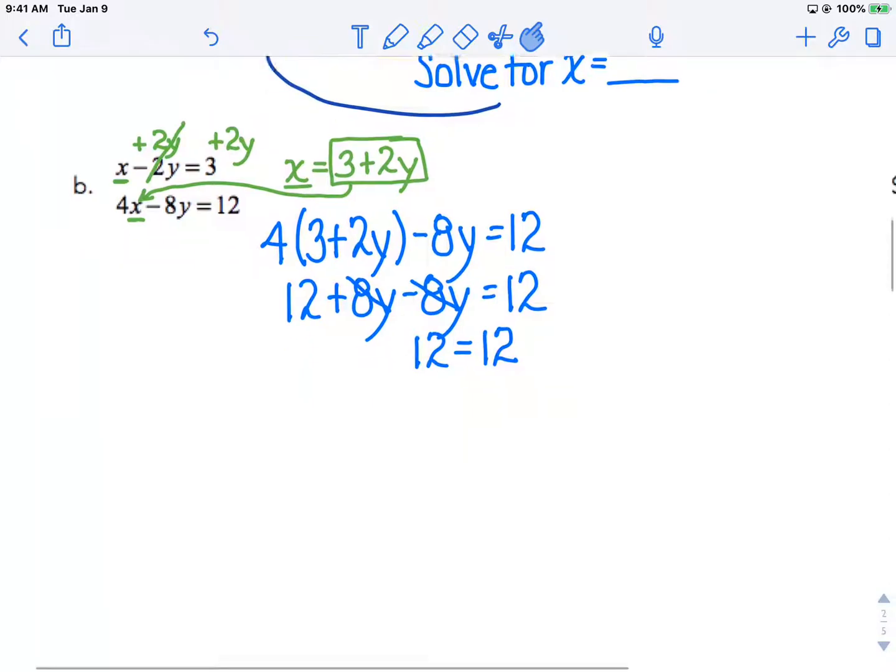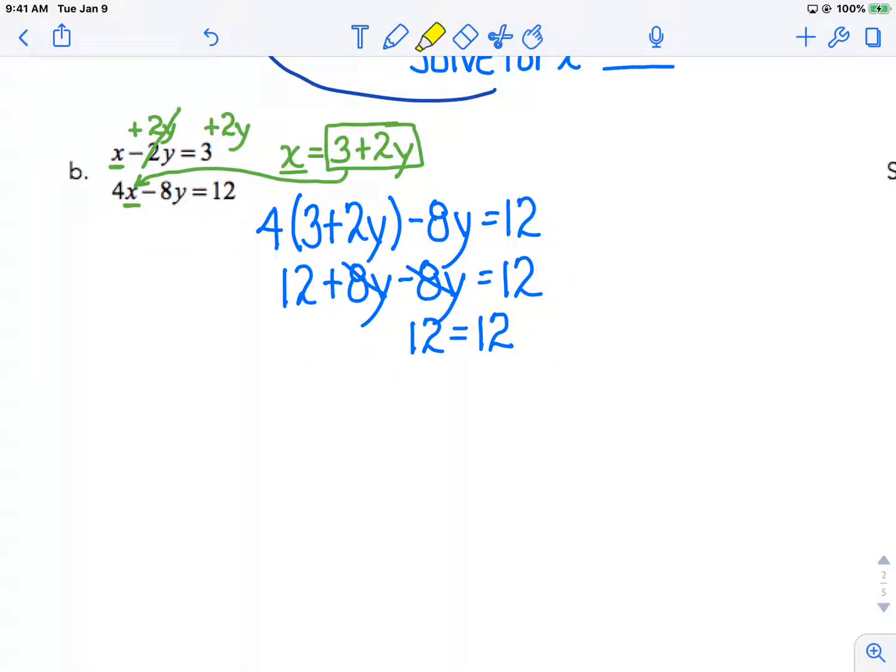On part B, pause the video wherever you need to. On part B, we're doing something similar, but first we had to move it around so that we could find out what an x was worth. Then we came to this equation, and here's my substitution for the x value. Then check your distribution and your work, and when you get to 12 equals 12, you have to decide how many solutions this system has.